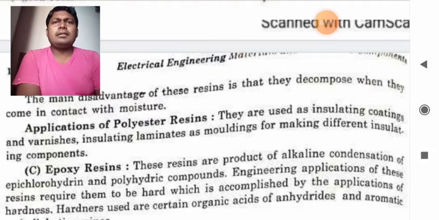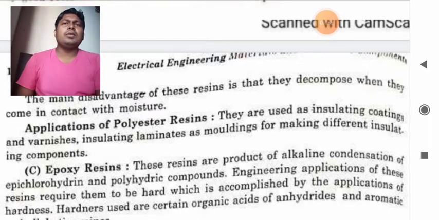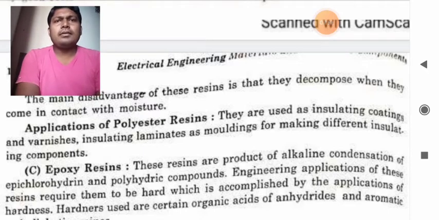So what are the areas of application of this polyester resin? They are used as insulating coating and varnishes, insulating laminates as molding, and for making different insulating components. So for making different insulating components also, these polyester resins are used.